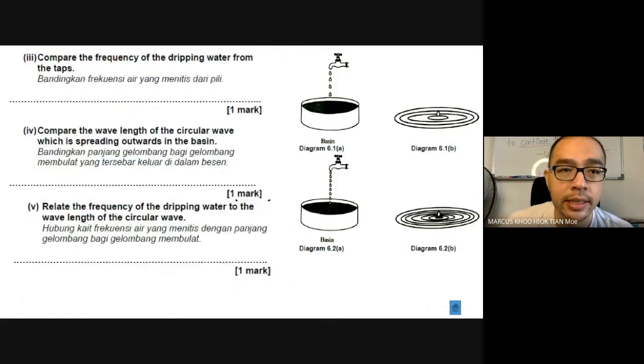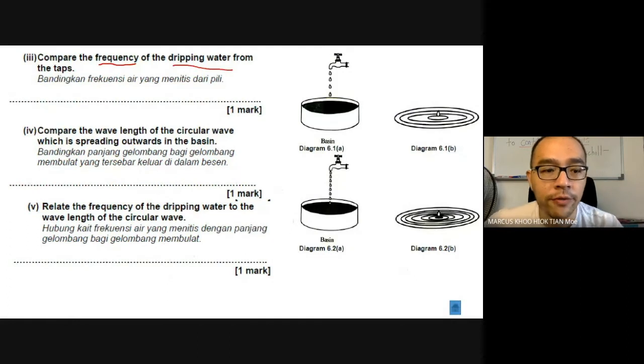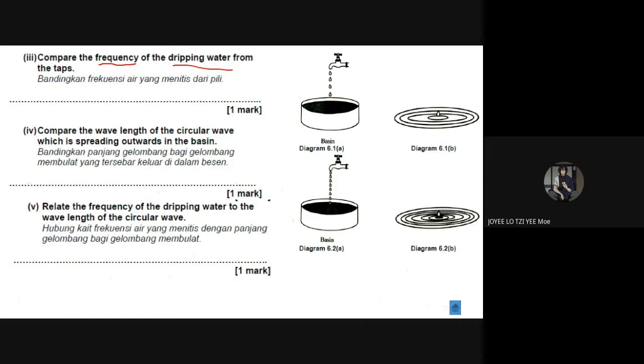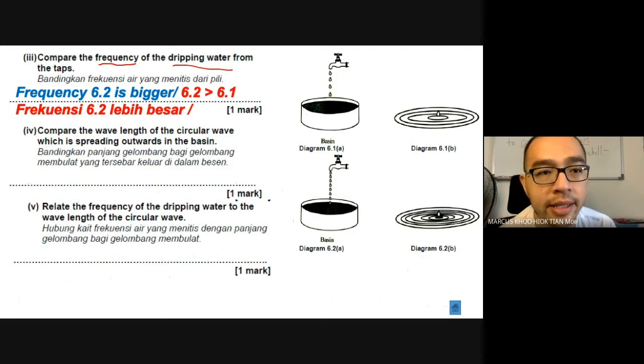All right, next, compare the frequency of the dripping water from the taps. Joey, is Joey the next one? Yes, Joey. The frequency of the dripping water from the taps in diagram 6.2 is higher than 6.1. Very good, another excellent answer.